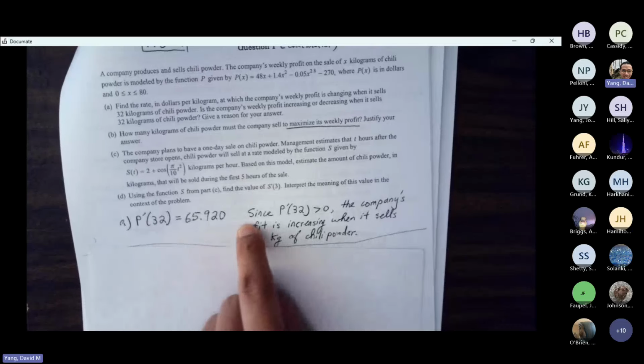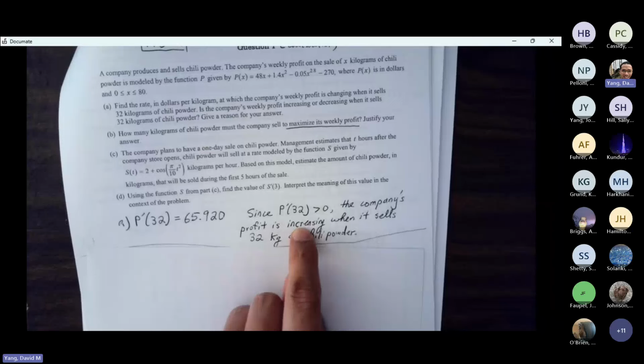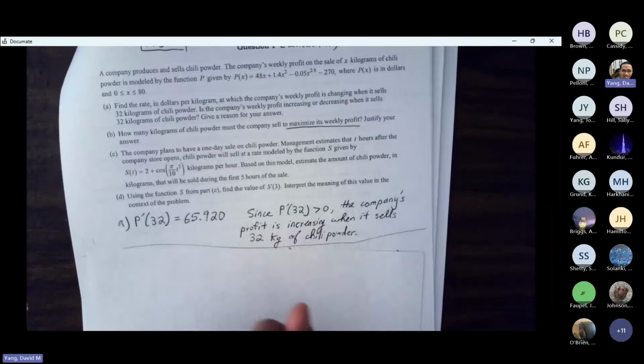Right? And then since P prime is positive, we know the company's profit is increasing when it sells 32 kilograms of chili powder.